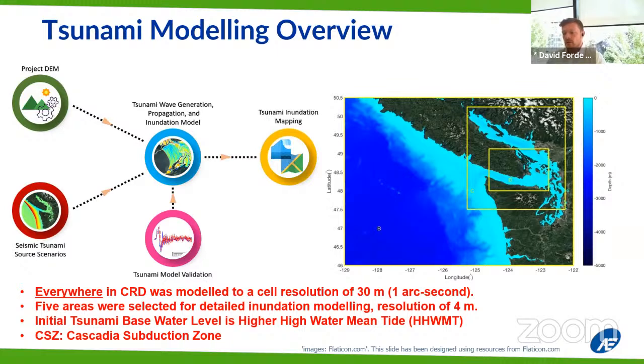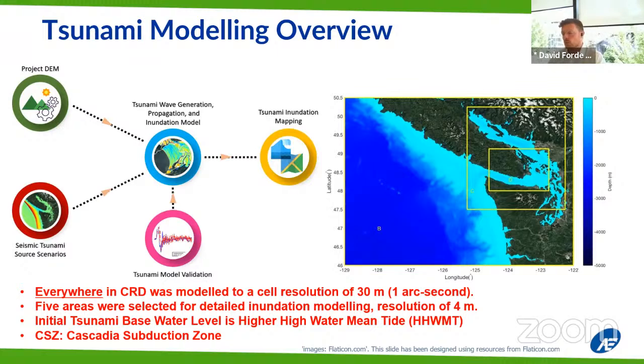The initial tsunami water level that gets modeled is the higher high water mean tide. So the wave gets applied on top of that tide level, and that tide is the average of all the higher highs over a 19-year tidal cycle. And that's consistent with guidance offered by the National Tsunami Hazard Mitigation Program, which provides the methodology for how you would model tsunami events in the US and Canada.